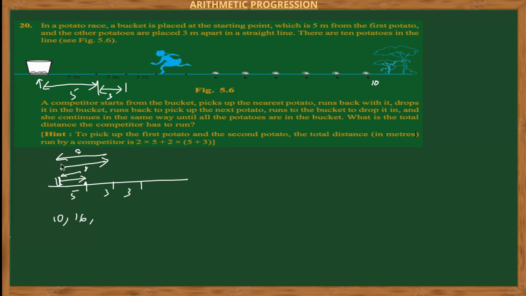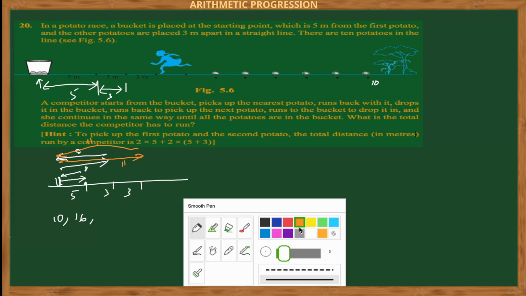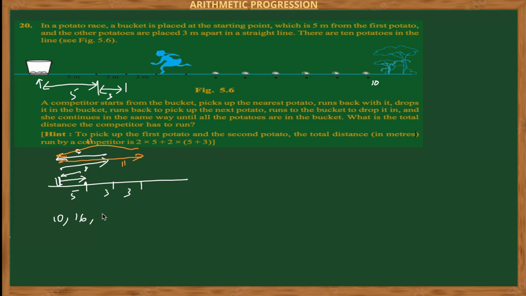Okay, so again it starts here, it goes till here. So what is the distance? 5 plus 3 is 8, 8 plus 3 is 11. So this side is 11. Then again it has to come back and put the potato in the bucket. So 11 plus 11 is 22. So like this it continues till the nth.